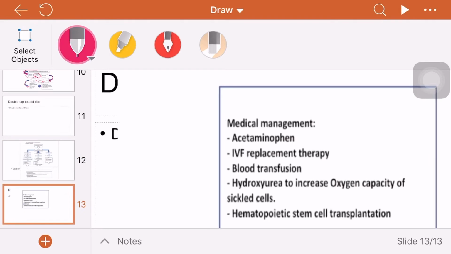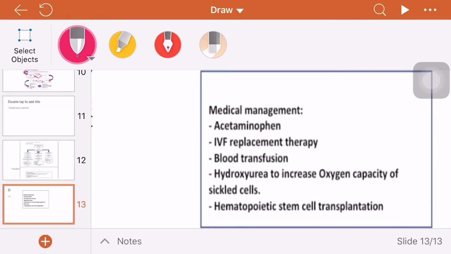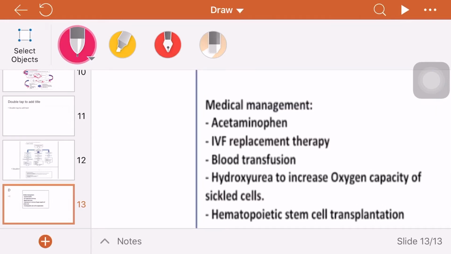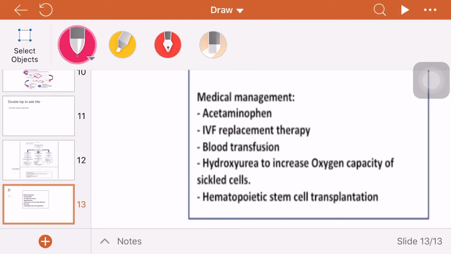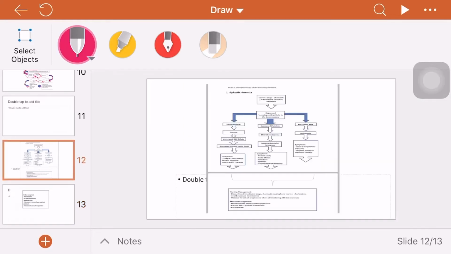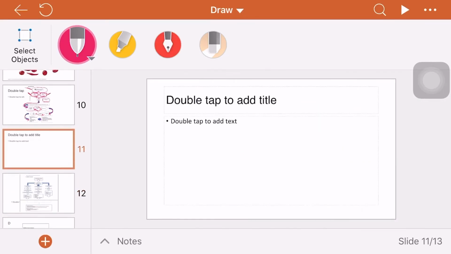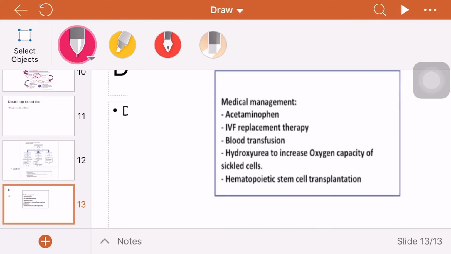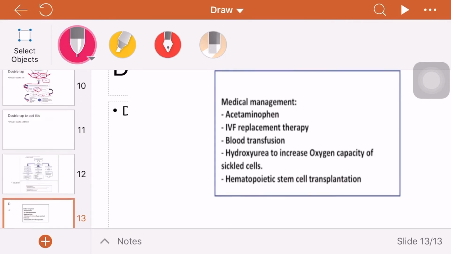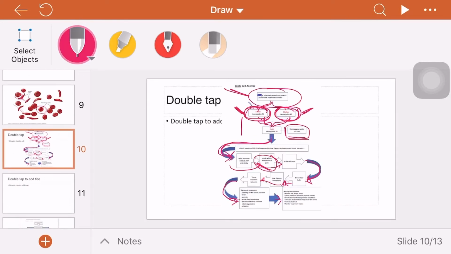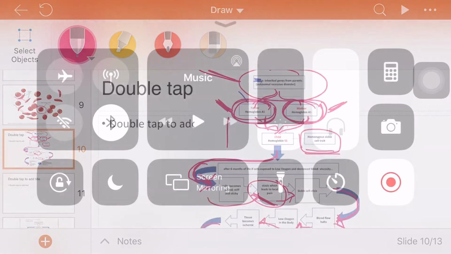Medical management for this: acetaminophen to relieve the pain and fever of the child, intravenous fluid replacement therapy, hydroxyurea to increase the oxygen capacity of sickled cells, blood transfusion because the child will have anemia, and hematopoietic stem cell transplantation. Okay. So that is it for sickle cell anemia.